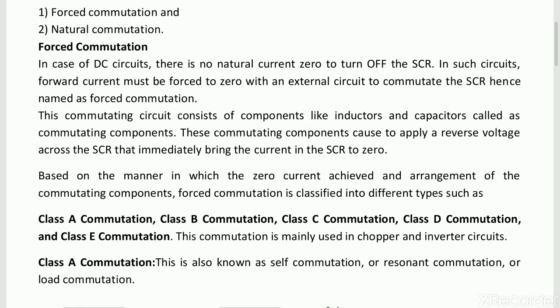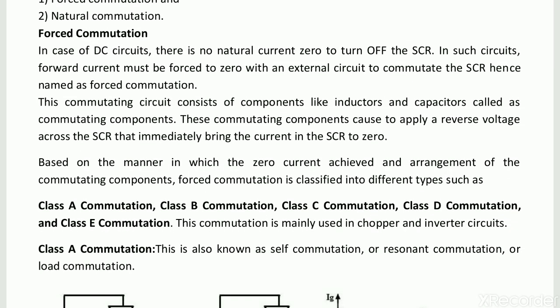So let's move forward. Based on the manner in which the zero current is achieved and the arrangement of the commutating components, force commutation is classified into five different types: class A commutation, class B commutation, class C commutation, class D commutation and class E commutation. These commutation techniques are mainly used in chopper and inverter circuits.